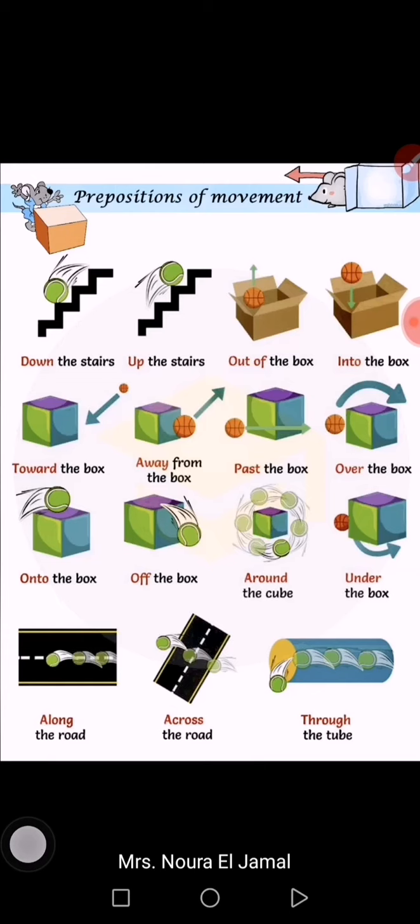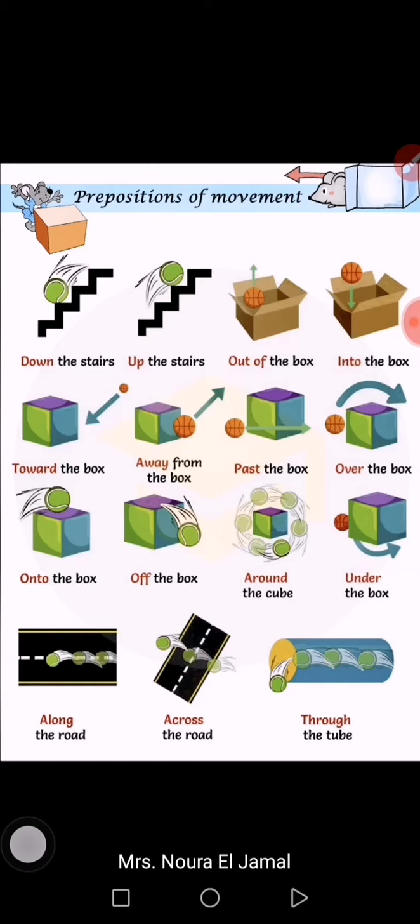Down the stairs, the ball is coming down. Up the stairs, the ball is going up. Out of the box, it's out. Into the box, inside the box. Toward the box, it's coming toward the box. Away from, it's moving away. Past the box, it's coming from the left side to the right side, or from the right side to the left side. Past. Over the box, on the box. It's over it. It's coming over.